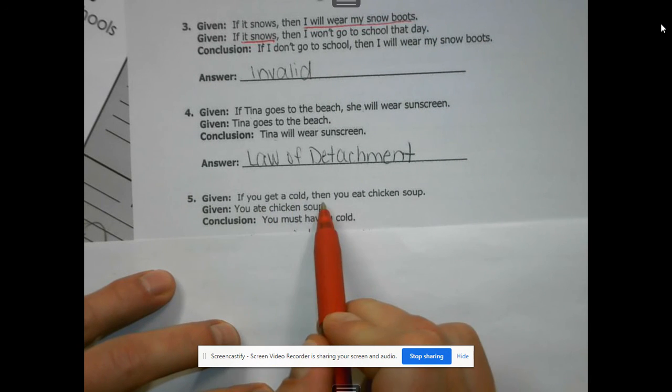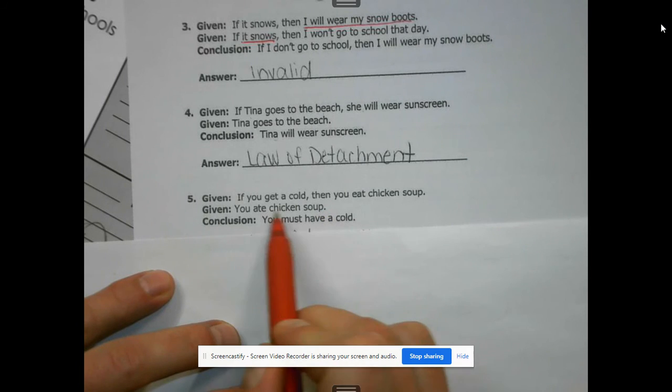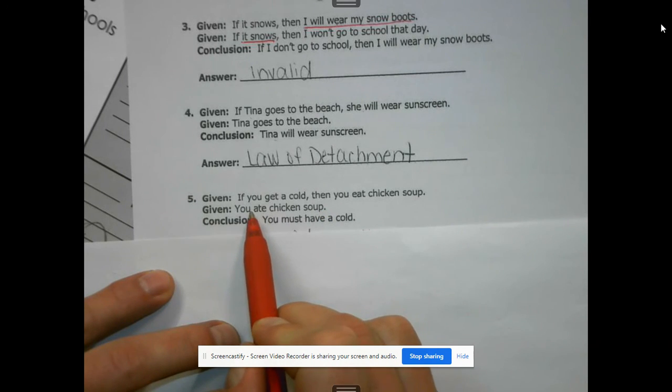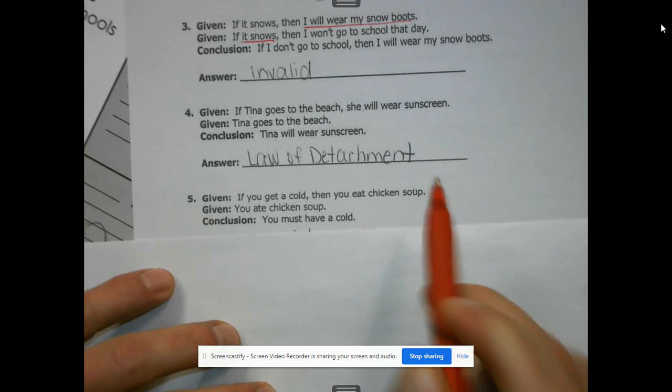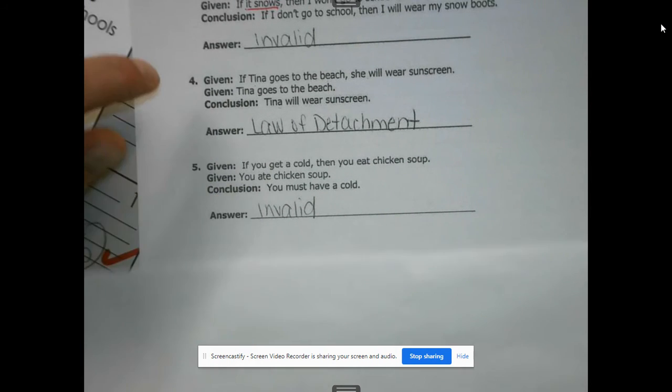If you get a cold, then you eat chicken soup. You ate chicken. No. If this said you got a cold, then I could say you eat chicken soup, but this one is invalid. Almost law of detachment, but not quite.